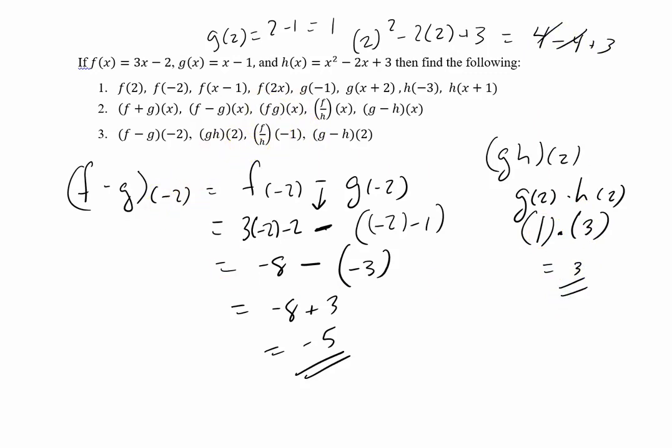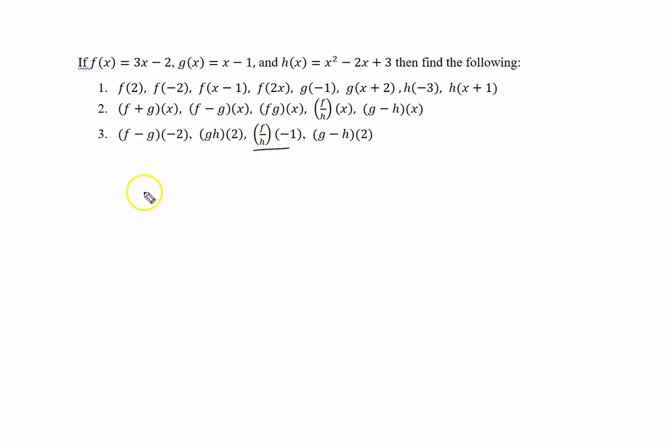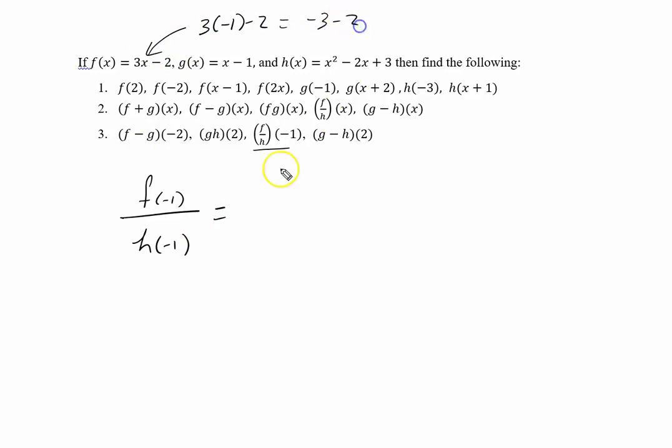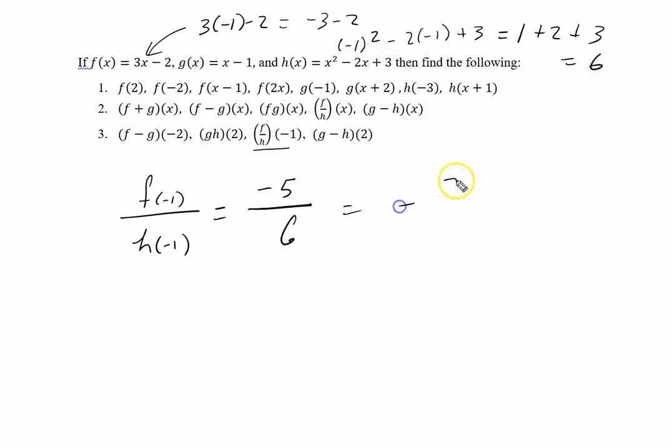Okay, what about this one? This is going to be f evaluated at negative 1 all over h evaluated at negative 1. So f evaluated at negative 1 is going to be that, which is negative 3 minus 2, which is negative 5. And h evaluated at negative 1 is going to be negative 1 squared minus 2 times negative 1 plus 3. Negative 1 all squared is positive 1. Minus 2 times negative 1 is plus 2. And then plus 3, which will give me 6. And so that'll be negative 5 over 6.